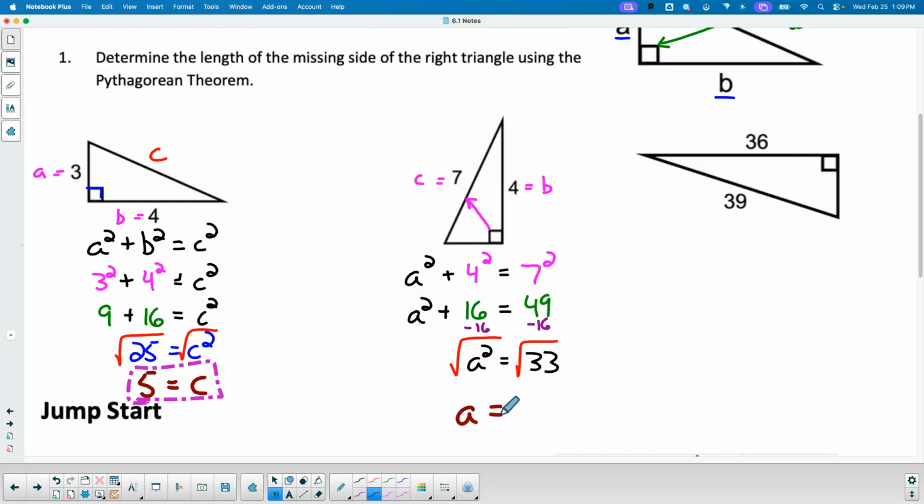Ooh, no, we can get it exact. Square root of 33. That's rounded. I want it exact. Still rounded.